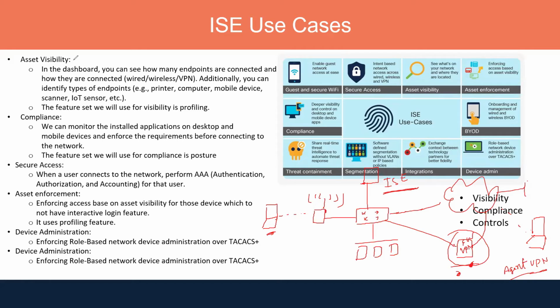So we have seen two things: asset visibility and compliance. Asset visibility we can achieve using profiling, and compliance we can achieve using posture. The third option we have is secure access. So what is the meaning of secure access here?